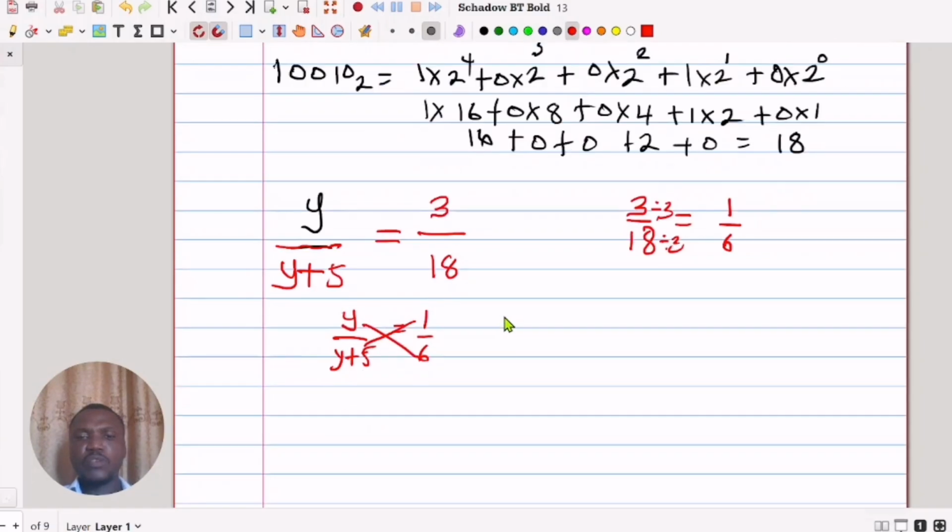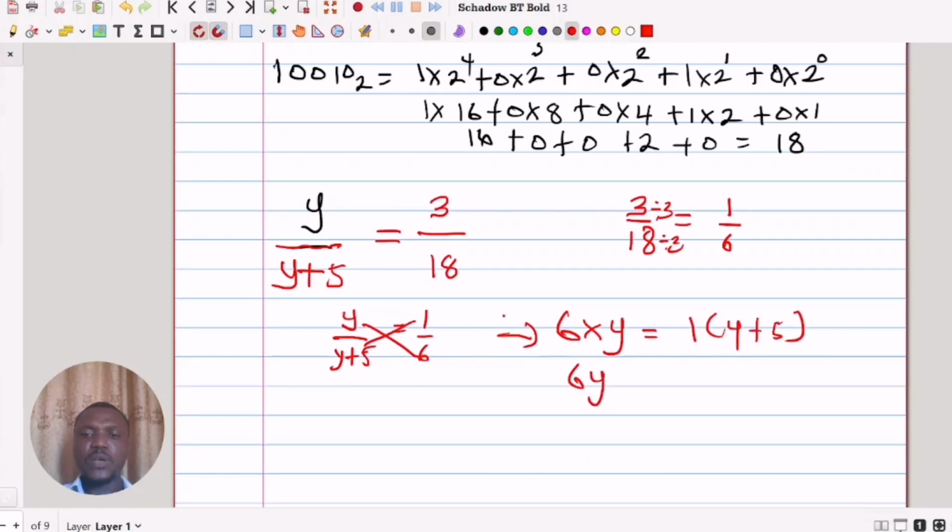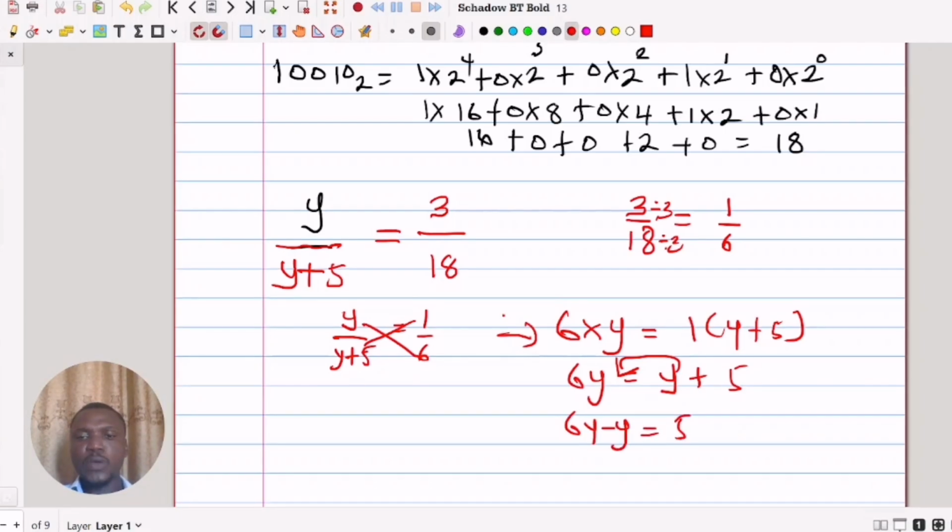When you cross multiply, this will lead us to 6 times y equals to 1 bracket y plus 5. What is 6 times y? That will be 6y. And what is 1 times y? That will be y plus 1 times 5. That will be 5. So I'm going to move my y to this side so that it will have 6y minus y equals to 5. 6y minus y is what? That will be 5y equals to 5.